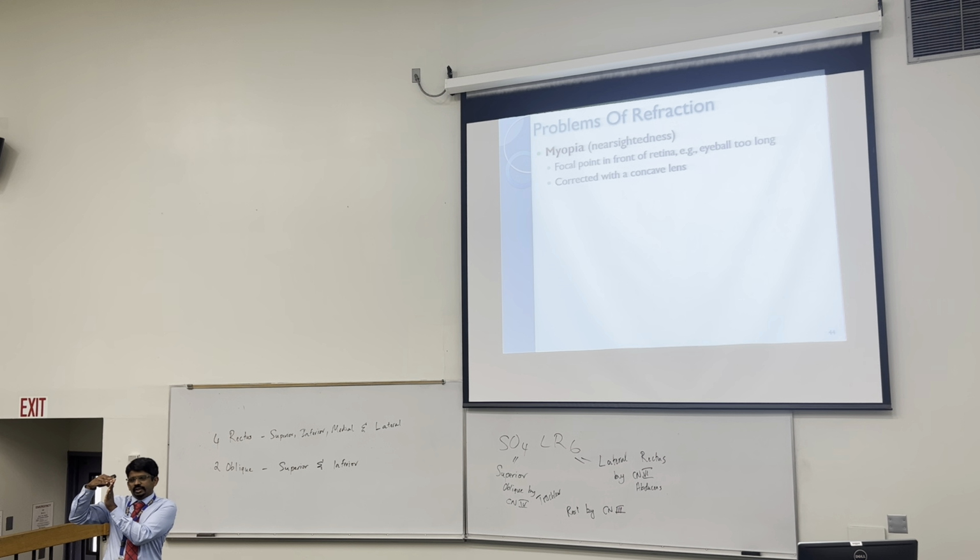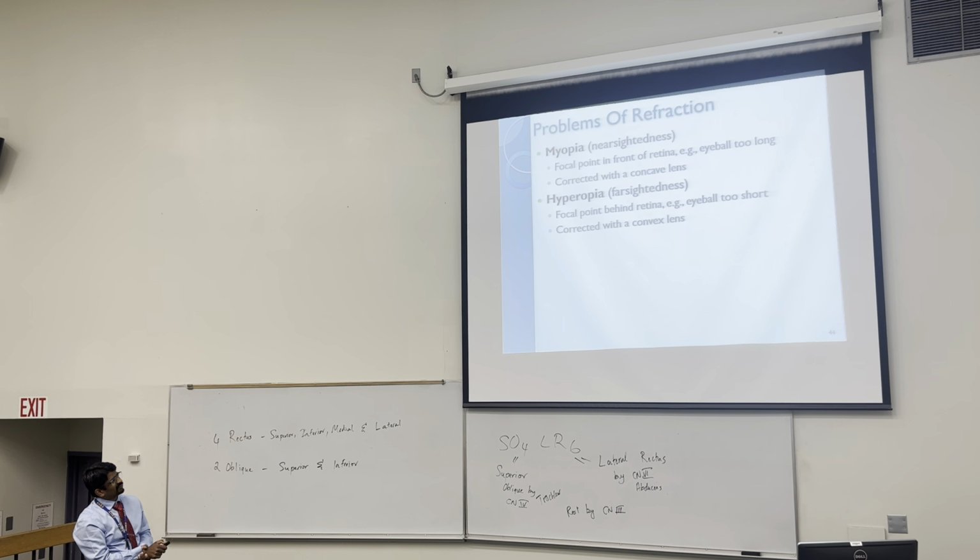Okay, so we want the rays to be a little bit further out, so we want them entering the eyes further out. That is what the concave lens does. Hyperopia we don't see very often, but it can happen.